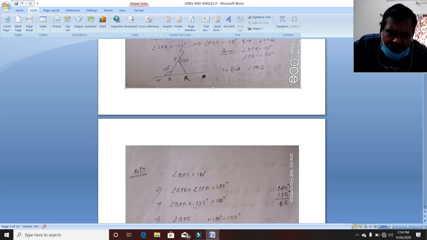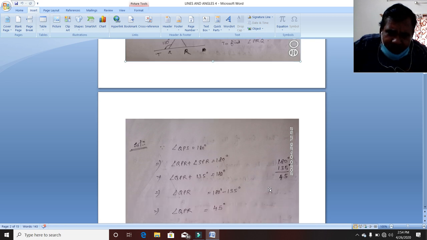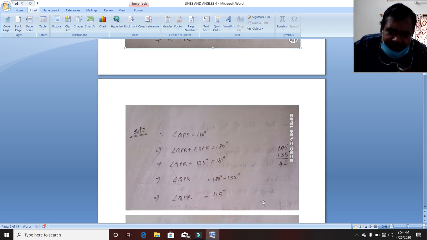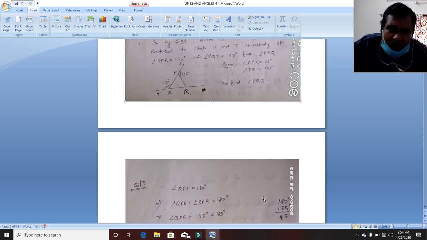There is no value of QPR here. SPR is given, so I put it 135. So I am transposing this from the left hand side to the right hand side. I am getting the value of QPR as 45 degrees. Yes or no? Now one more thing I have to find.